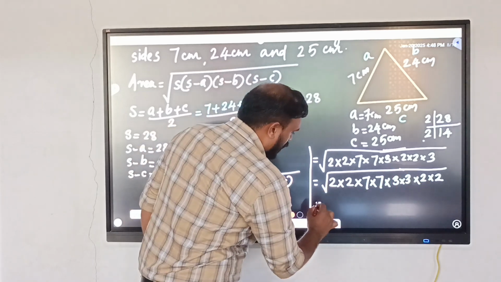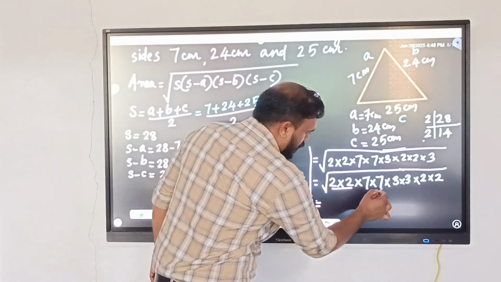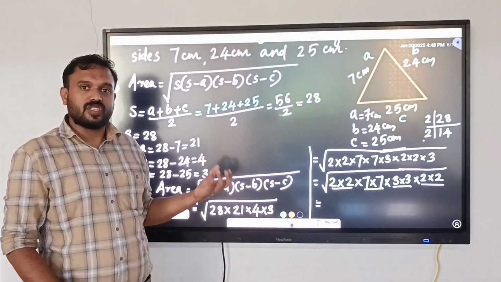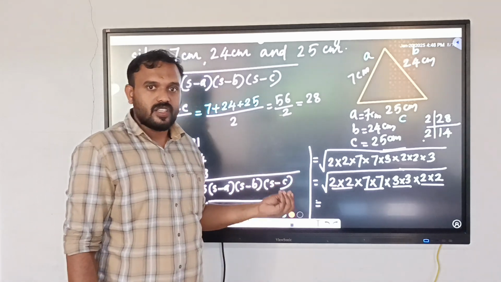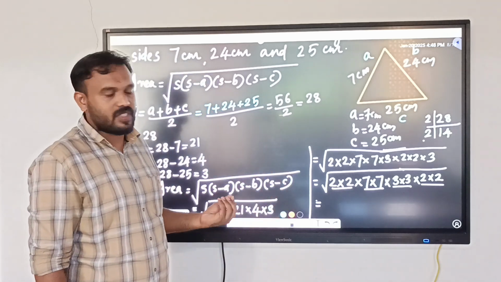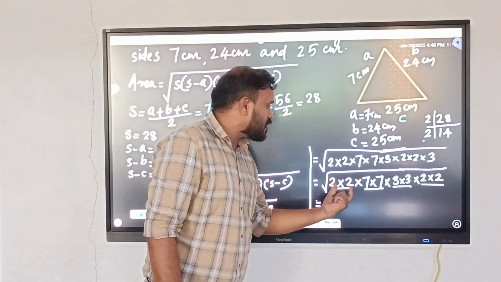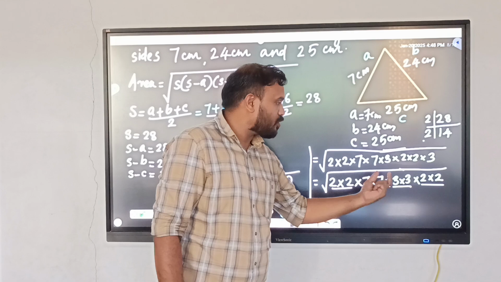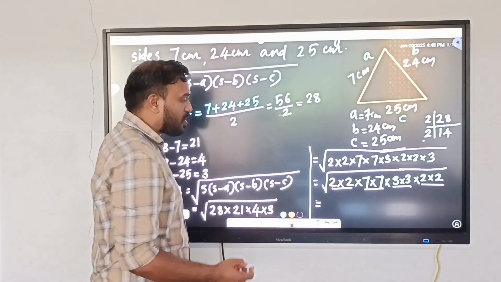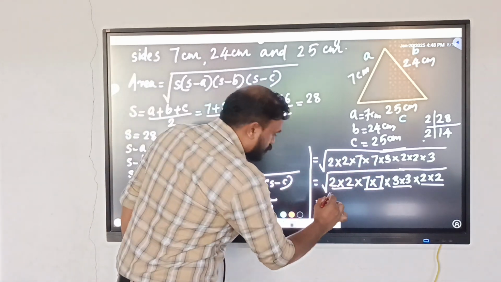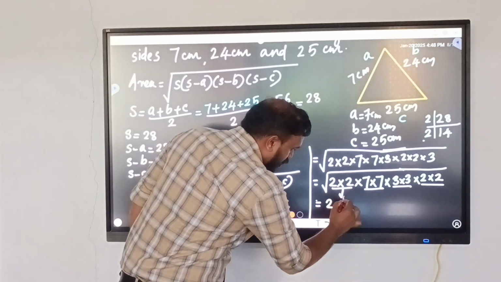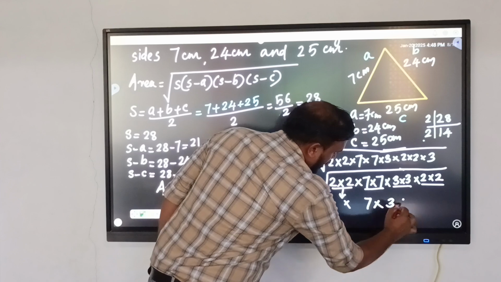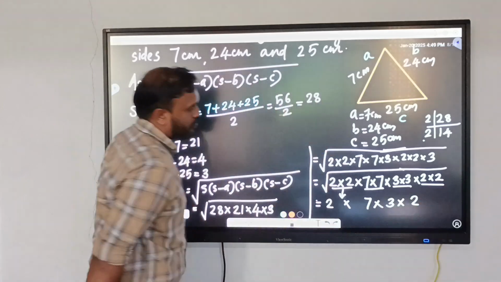Then how will we find the value of this? Just by making them pairs. This concept we have already studied in grade 8, squares and square roots. So what is the square root of 2 into 2 into 7 into 7 into 3 into 3 into 2 into 2? From there, we will take one number from each pair. That is, from here we will take 2, into here 7, and from there we will take 3, and finally 2.